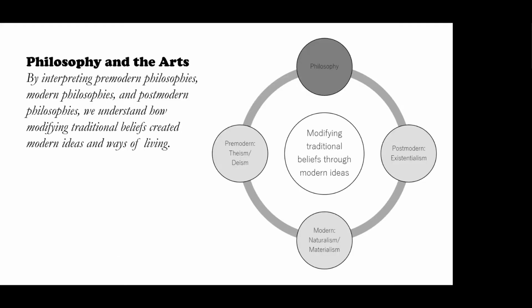As we continue through our course, we're now bridging from the modern period into the postmodern period. If you remember, we started all the way back in the pre-modern, and we looked at theism and deism. Then we transitioned to modern, where we looked at naturalism and materialism. And now we're looking at the postmodern period and focusing primarily on existentialism.